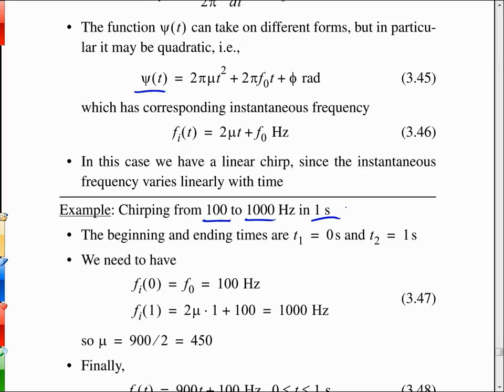So you'll want to come back and look at this example and see how it is that you're going to come up with the coefficients that you have to have. You have to be able to determine mu and F naught from the requirements. And the requirements come down to 2 equations and 2 unknowns. Everybody can handle that, right? 2 equations with 2 unknowns.